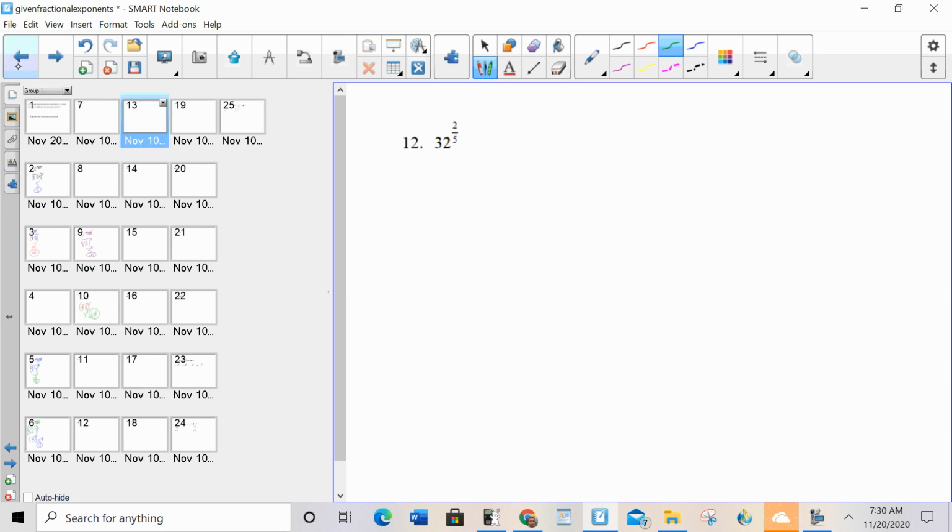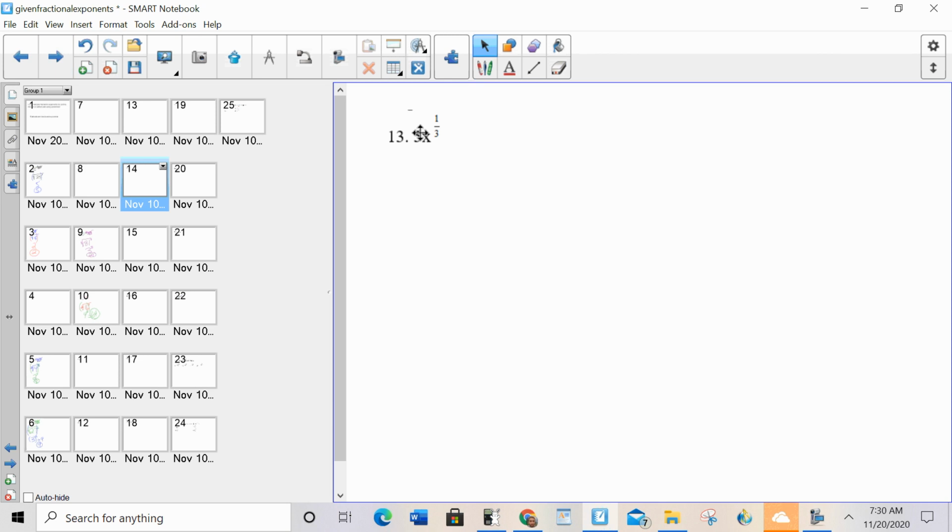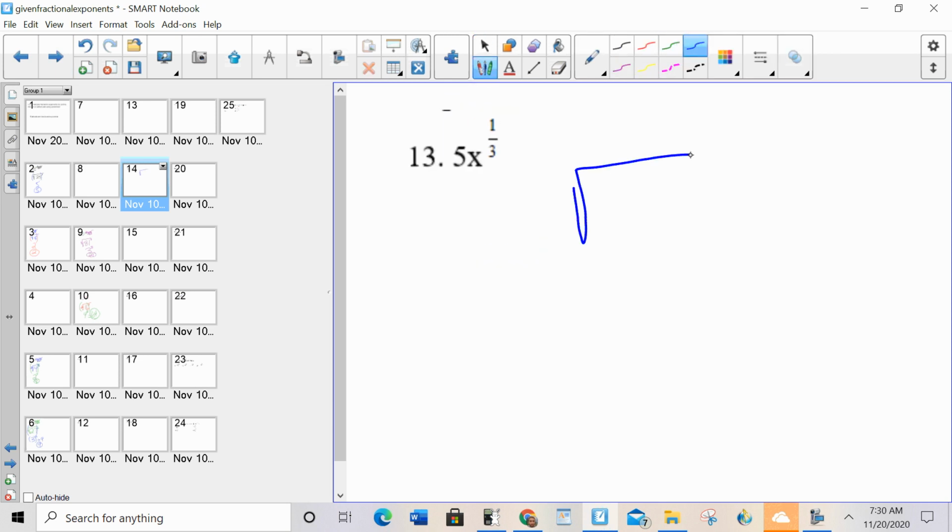All right, the next set of problems starts at number 13. And this is a matter of just identifying what's being raised to the power. So I see a fractional exponent, therefore I'm going to make a radical. The question is, what goes inside the radical? Well, what's being raised to the power? Since there's no parentheses, only the x is being raised to the power of 1/3. So x is what goes inside the radical. The power is 1. The root is 3. That 5 is not being raised to the power, so that comes in front. So your answer would just be 5 cubed root of x.